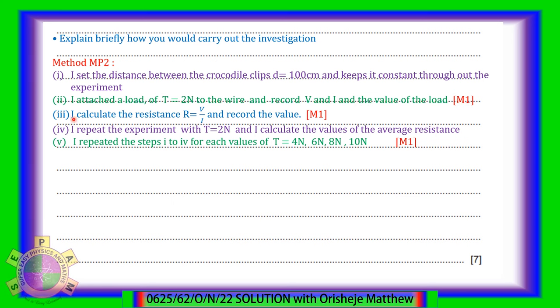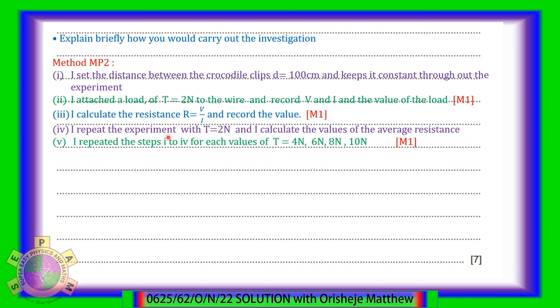Then I calculate the resistance and record the value. For stating that, you have 1 mark. Then I repeat the process using the tension of 2 newton, and I calculate the value of the average. What I mean is that for every load, I repeat this process to see if I make a mistake in my reading. To make your experiment reliable, you have to eliminate error. That's why you repeat the procedure while carrying out an experimental investigation.